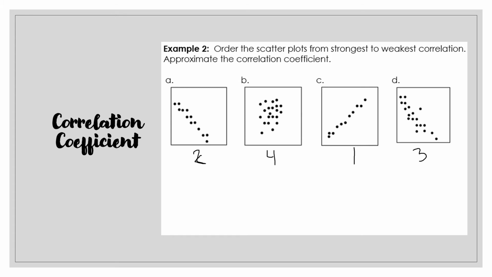Now, if we look at A and C, those are both very strong data, but the biggest difference is that one is going up and one is going down. Meaning that if I'm going to talk about the strength and the direction of A, I can say that this is very strong data, but because it's going down, that would make it negative.